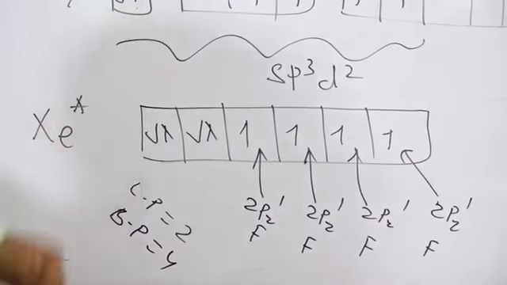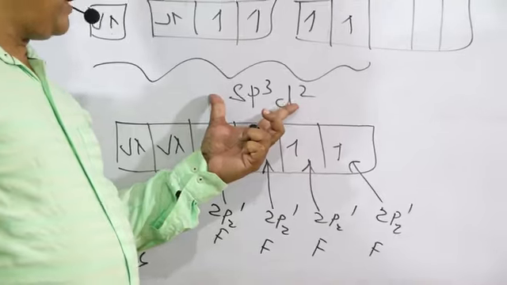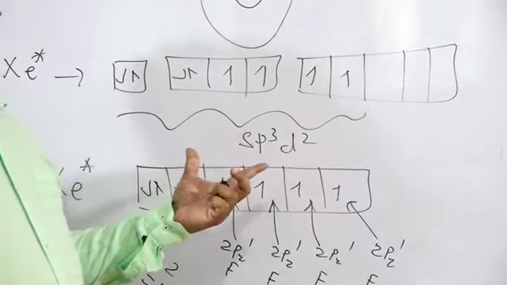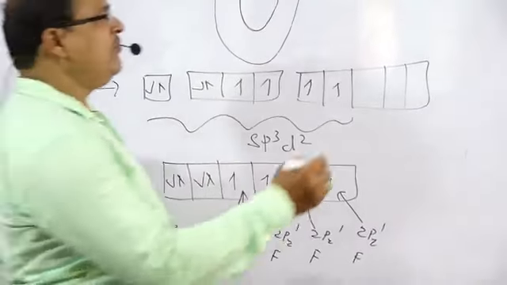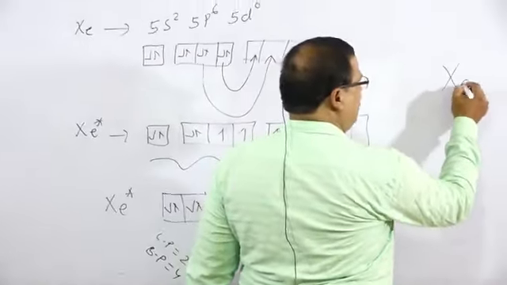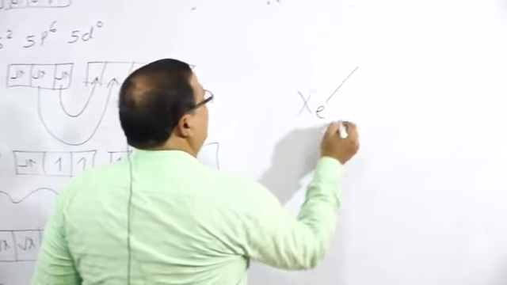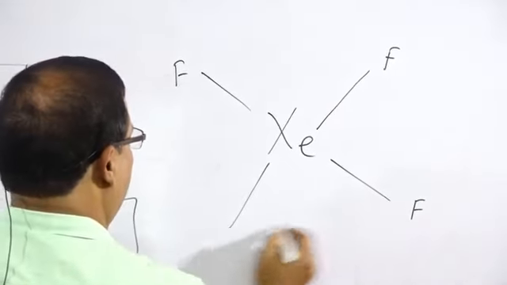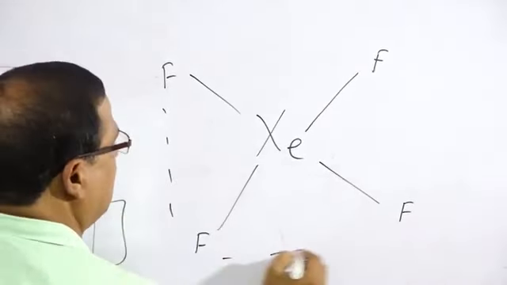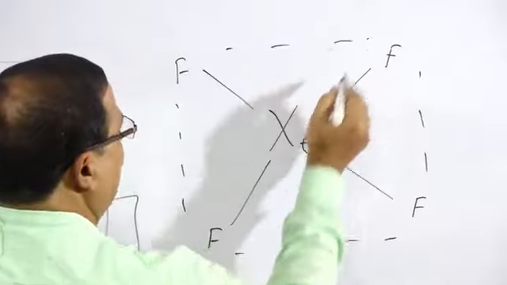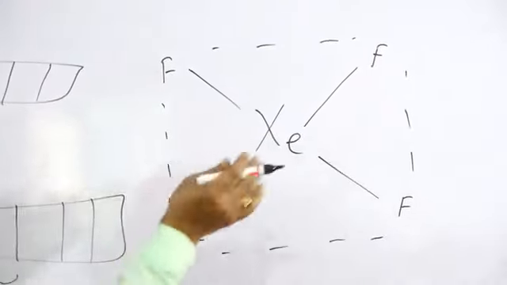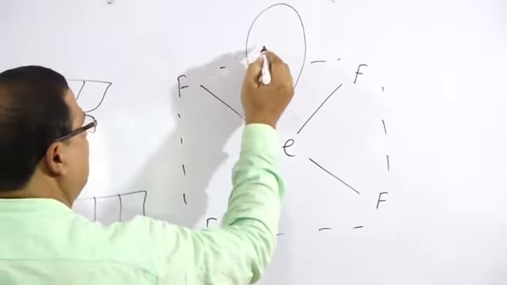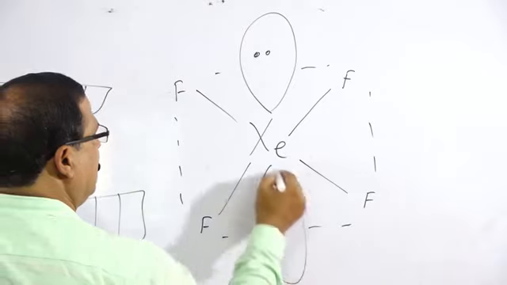According to VSEPR theory, this structure should have octahedral geometry because of sp3d2 hybridization, but actually it is square planar. The xenon atom is at the center, with 4 fluorine atoms directed to 4 corners, one lone pair of electrons above and another lone pair behind the board.